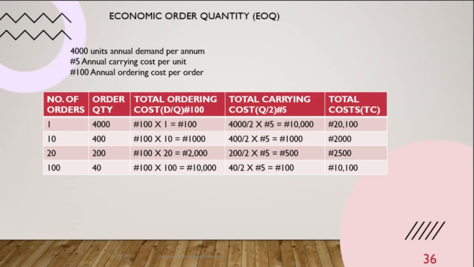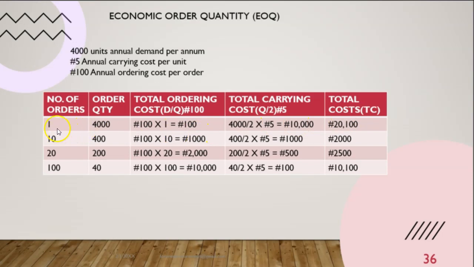Then after that, we go back to EOQ. This is number of orders. This is order quantity. This is total ordering cost, which is 100 naira. This is total carrying cost, which is 5 naira. This is total cost of inventory.